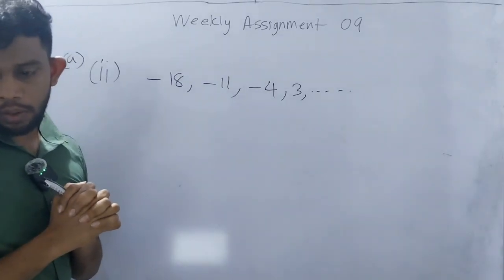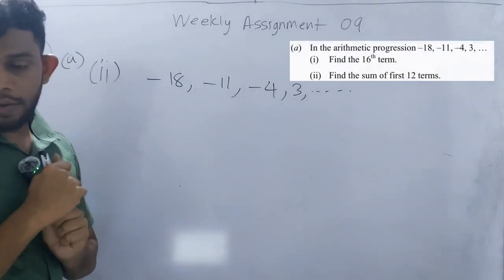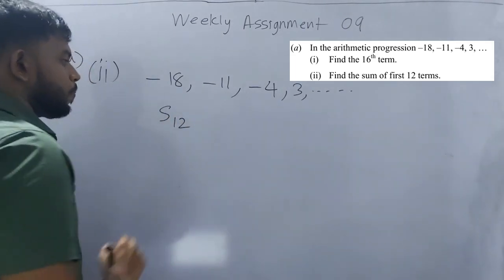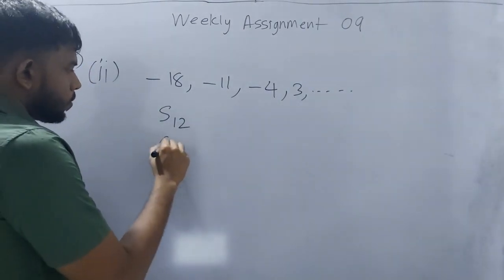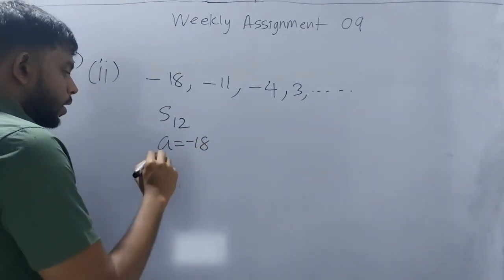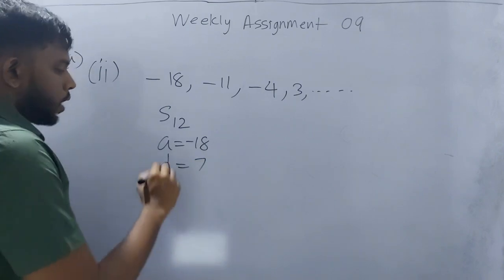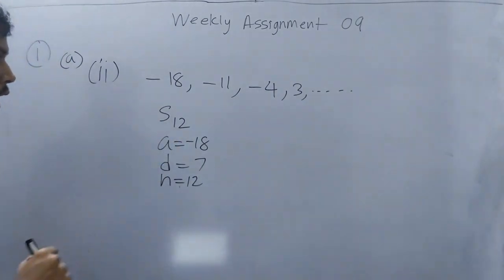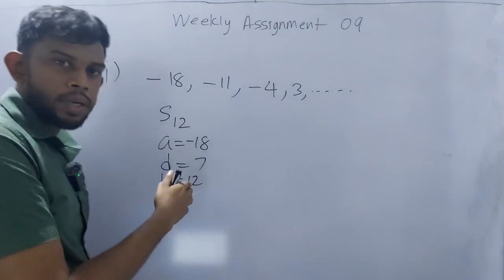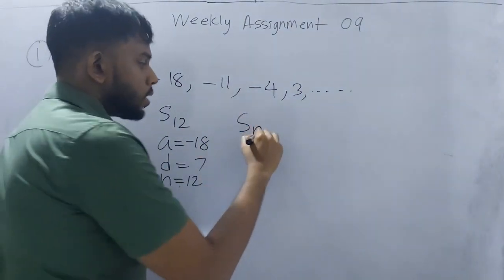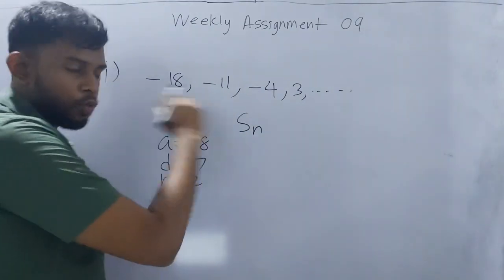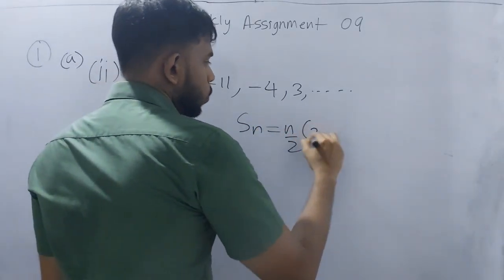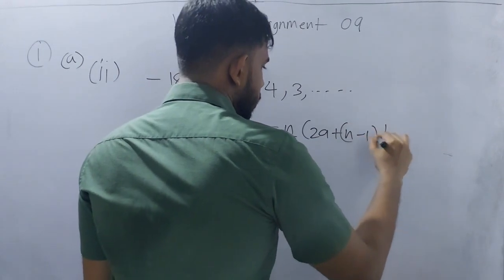In Roman number 2, they are asking you to find the sum of first 12 terms, which means they are asking you to find S12. So what are the things you know? You know the first term is equal to minus 18 and common difference is equal to 7 and n is equal to 12 because they are asking for the sum of first 12 terms. So what is the relationship between these things? That is given by the sum of first n terms formula for the arithmetic progression: Sn equals n divided by 2, into 2a plus n minus 1 d.